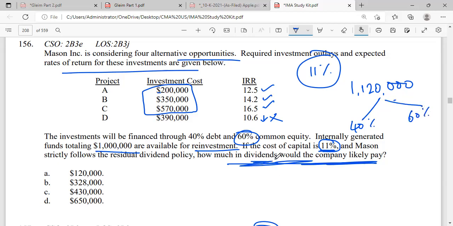And we are considering dividends now. So let us just take our 60% out of here. Everybody with a calculator. I am having a calculator with me and I am doing it. 1,120,000.